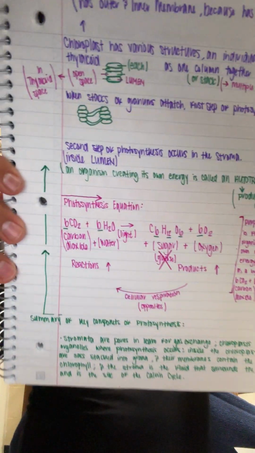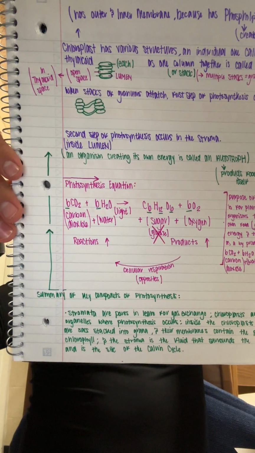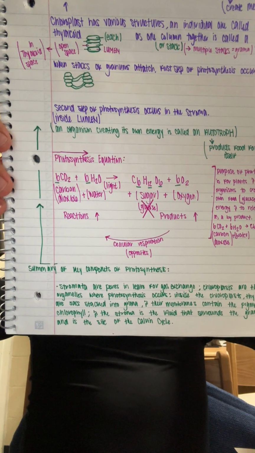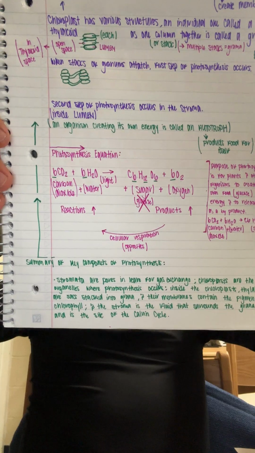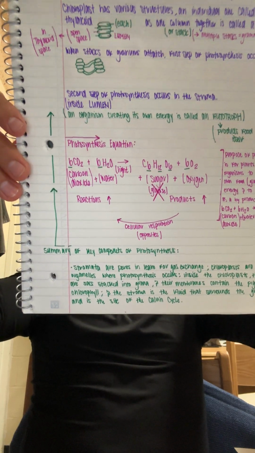Now, moving on to the synthesis equation. The synthesis equation is carbon dioxide plus water, with energy from light, which turns into glucose plus oxygen. As we can see here, it is 6 CO2 plus 6 H2O, water, and then C6H12O6, glucose, plus 6 O2, which is oxygen.